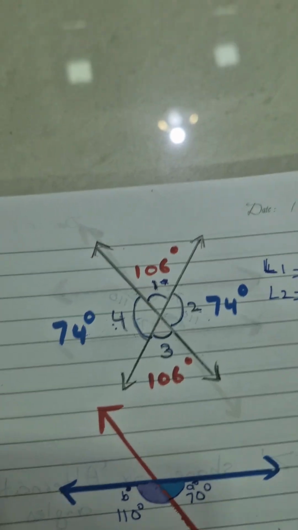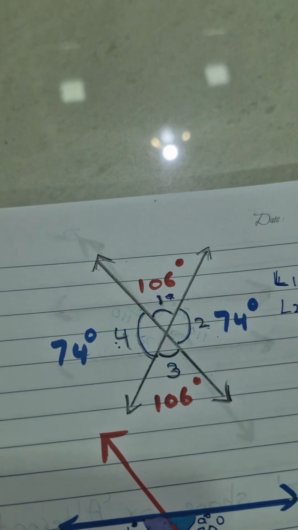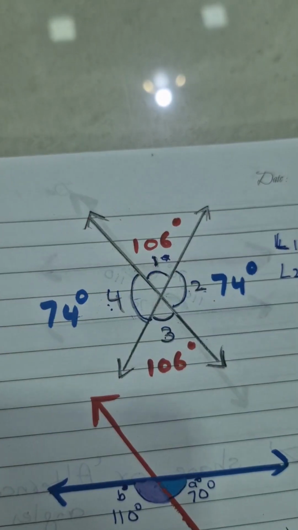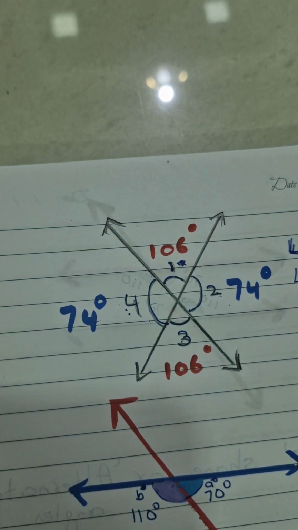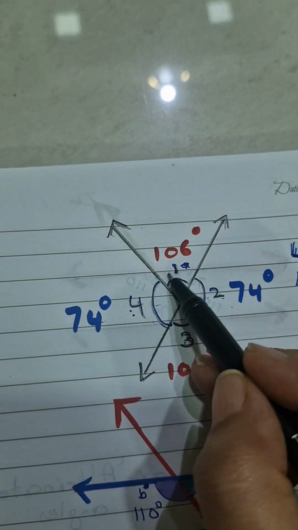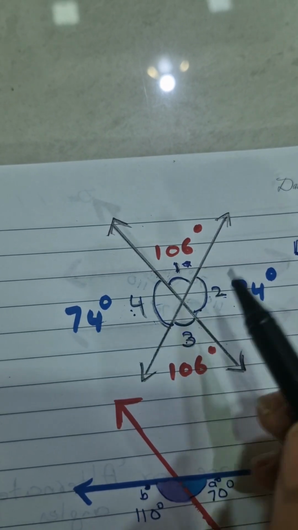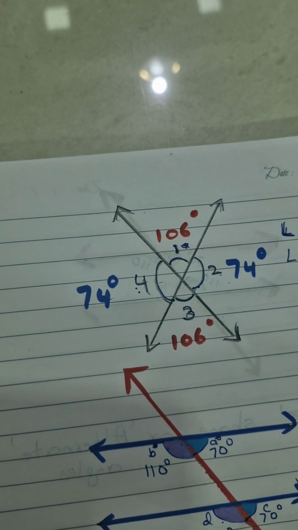So in some questions, maybe some angles are missing. You can identify easily: if they are on opposite sides, they will always be equal. If they are on this side, they will always add up to 180 degrees. Another name for 180 degrees is supplementary angles.